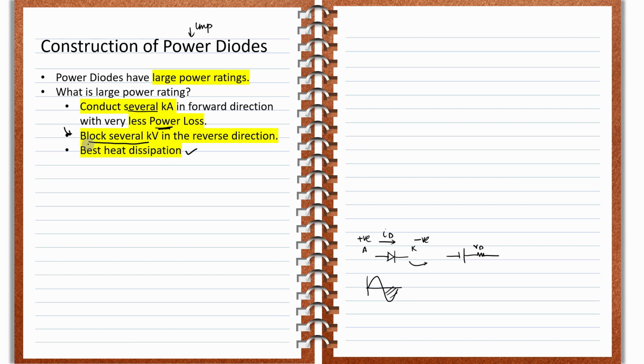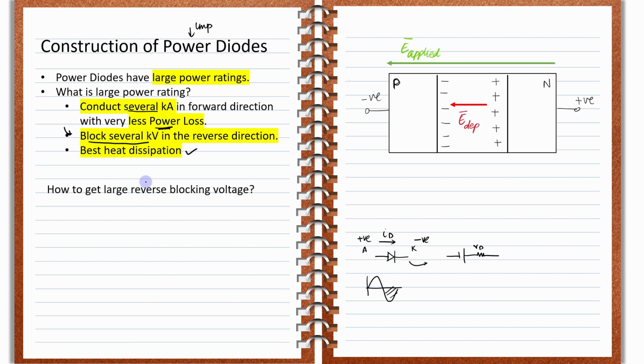So the question is, how is it going to block several kilovolts in the reverse direction? How do we get large reverse voltage blocking capability? That is the question now. Before understanding that, you have to have a basic understanding of something called impact ionization.